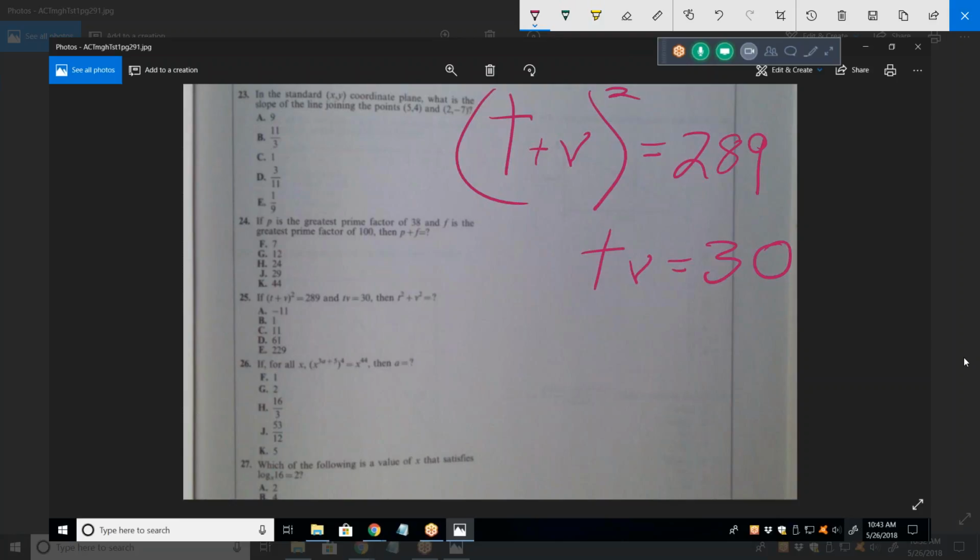Well, there's actually 2 things you could do. You could take the square root of both sides, and then you would have t plus v equals the square root of 289. But that's not particularly helpful. I don't have a t plus v anywhere. They're not even asking about t plus v. They're asking about t squared plus v squared. So what's the other thing you can do other than take the square root of both sides?